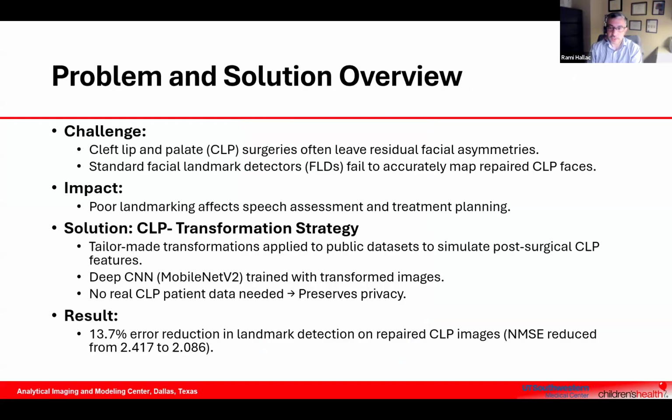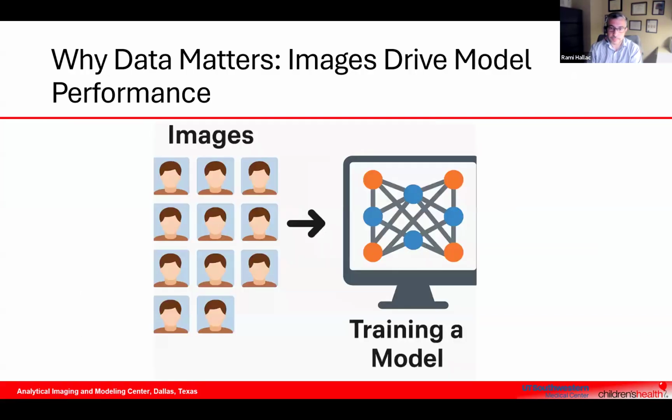This is important because inaccurate landmarks can affect how we evaluate speech functions and make decisions about these treatments. To solve this problem, we developed a new approach called CLP transformation, designed specifically to improve landmark detections in patients with cleft lip and palate.